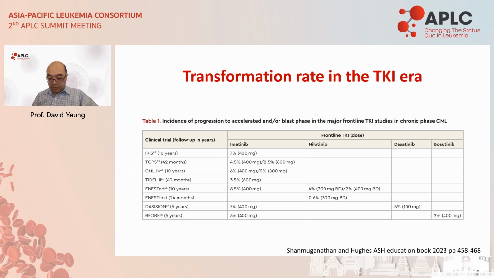So the first thing to say about CML in 2024, as it was in 2000, as it was in 1998, is that we must still avoid disease transformation. This is from a slide that Naranisha Muganathan and Tim Hughes from Adelaide put up for the ASH Education talk 12 months ago now. Here you can see that the transformation rate for imatinib is roughly double that of the more potent second generation TKIs, dasatinib and bosutinib. The imatinib transformation rate ranges from 4 to 8%, and the second generation 2 to 4%.